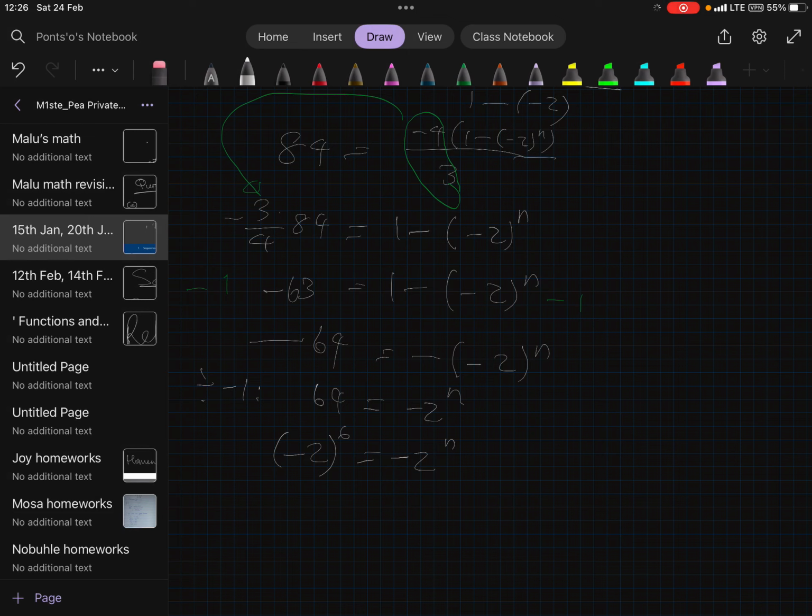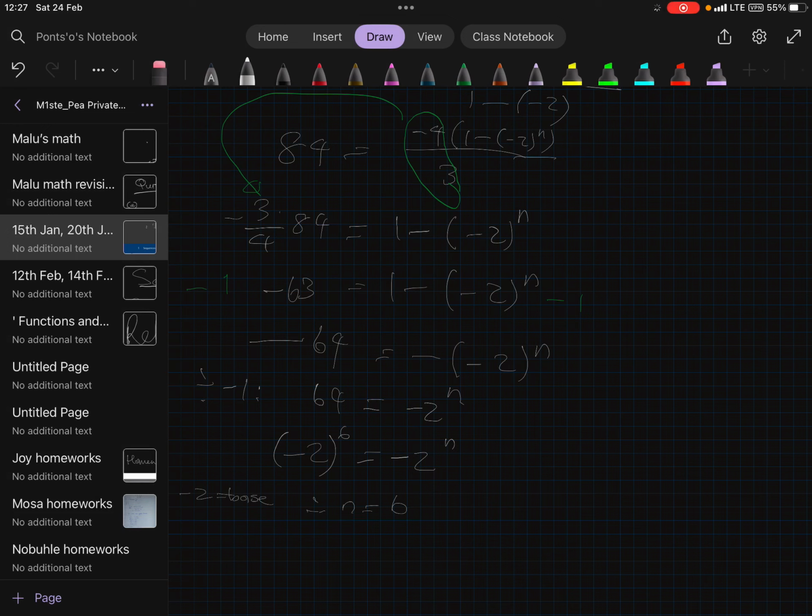Yeah. You get 64, right? Yeah. Alright, so if we write -2 to the power 6 equals -2 to the power n, then what we have as -2 is called a base. And the bases are the same on either side of the equal sign. So -2 to the power n equals -2 to the power 6.